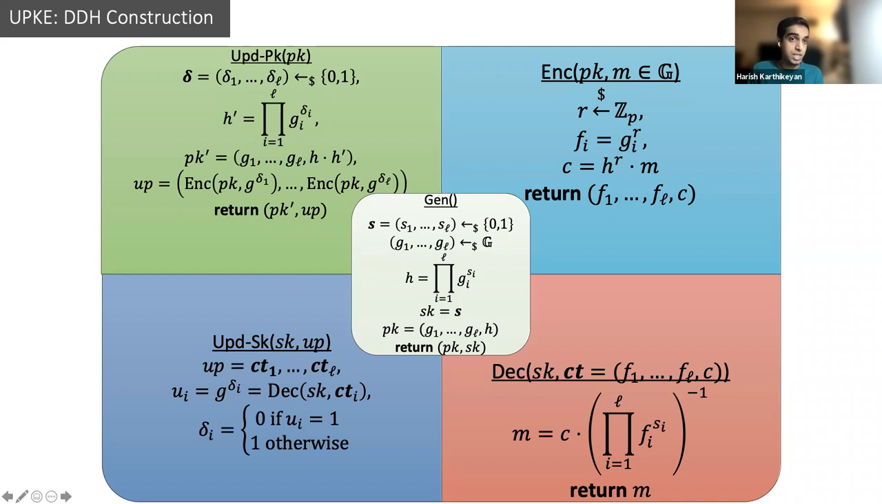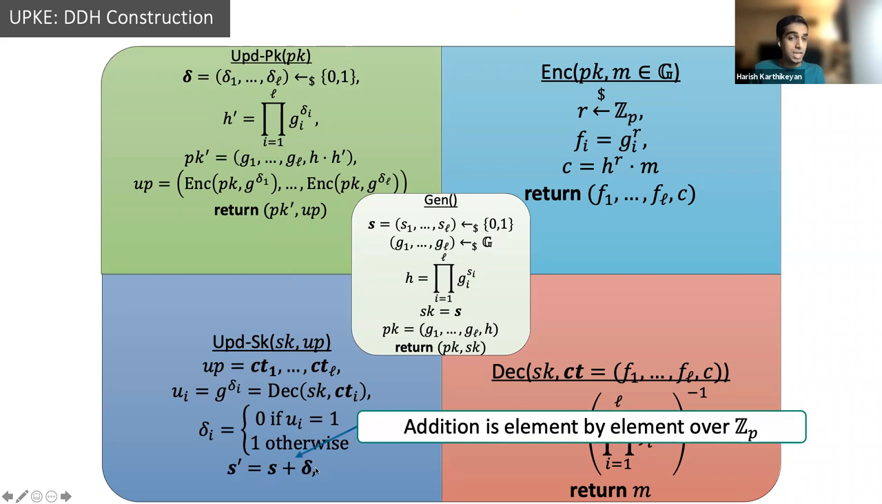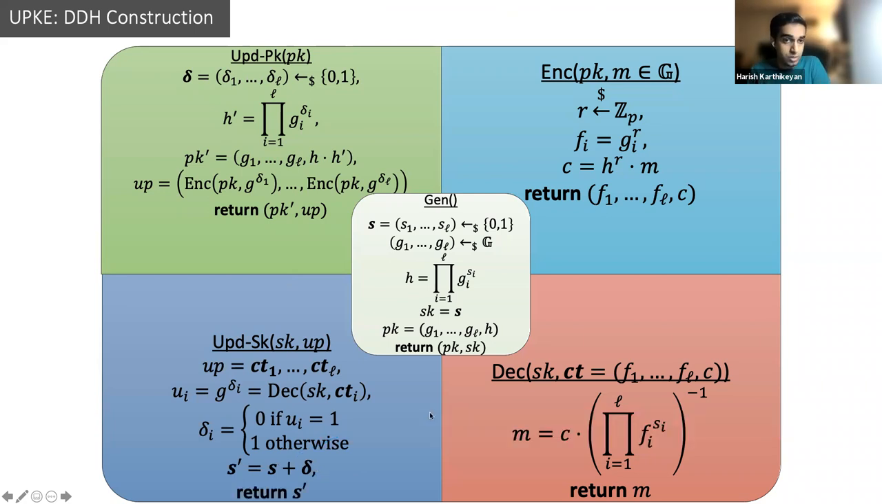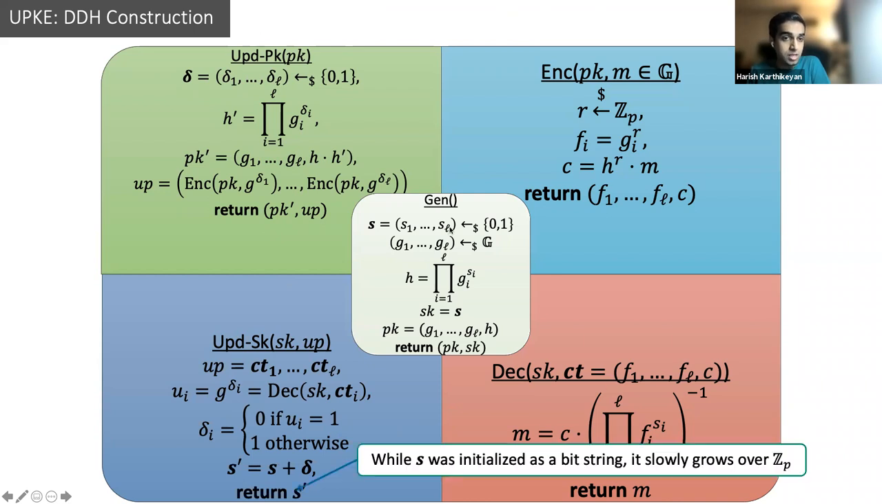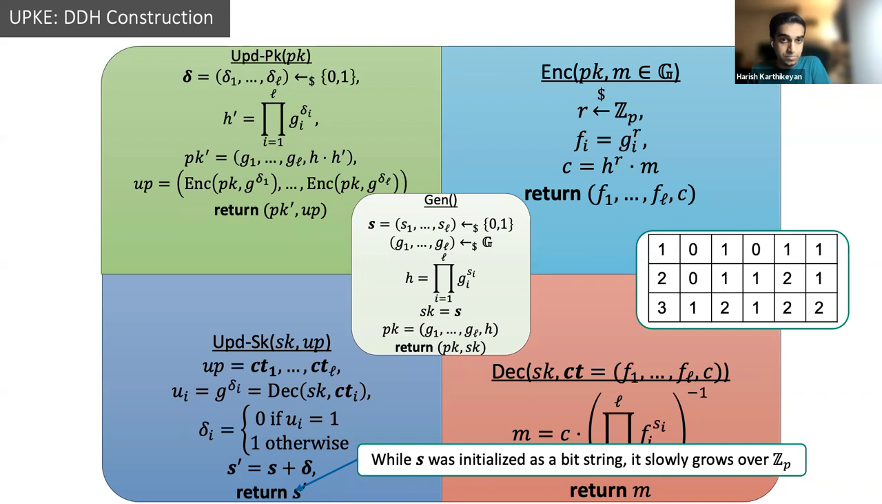And that's one of the beauties, that's why we need delta to be a bit string to make this decryption, this discrete log, possible. And then we'll update our secret key S prime as S plus delta, where it's an addition element by element over ZP, and we'll return S prime. Okay, so what has happened is that even though we started off with a bit string, the resulting secret key that evolves basically grows slowly over ZP. And this is just a quick example on how it grows.